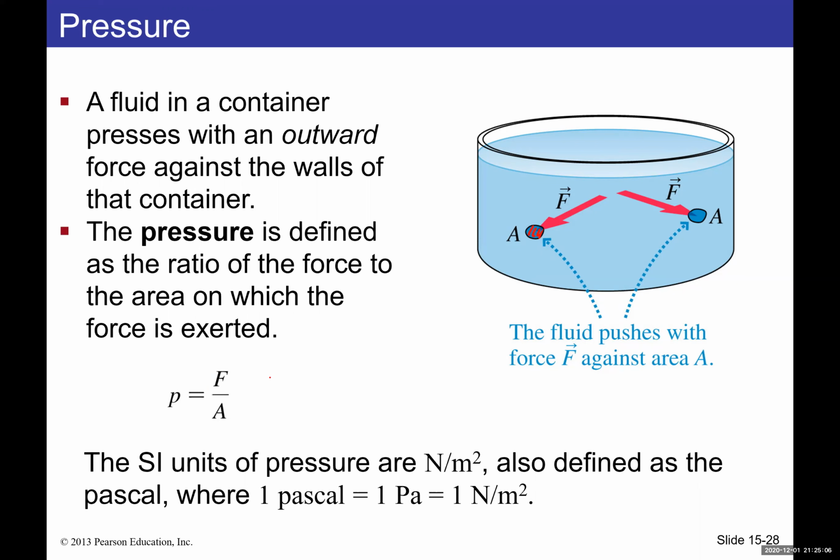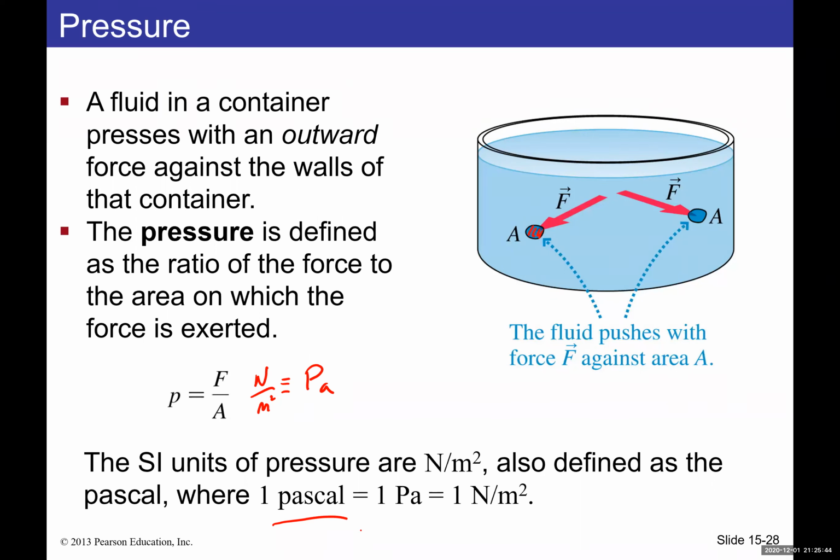Force is in newtons, area is in square meters. So technically it's newtons per square meter, but that's not the SI unit that we usually like to write. So we define this ratio of newtons per square meter as the Pascal. So Pascal is the actual SI unit for pressure. Technically a newton per square meter is equivalent to that, but we define that to be the Pascal. So most of the time you can just write Pascal instead of newtons per square meter.